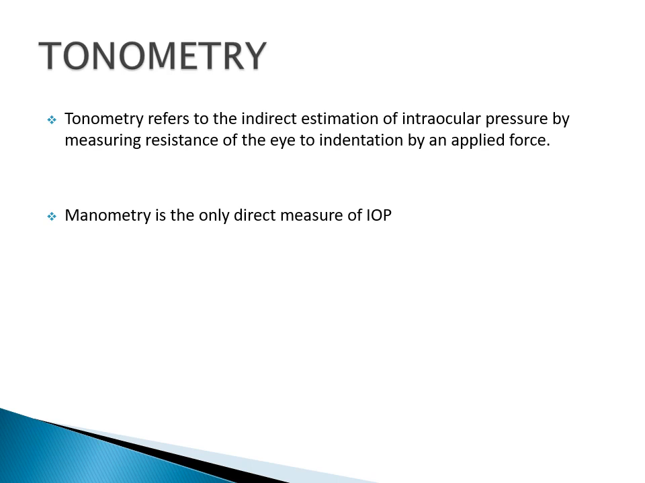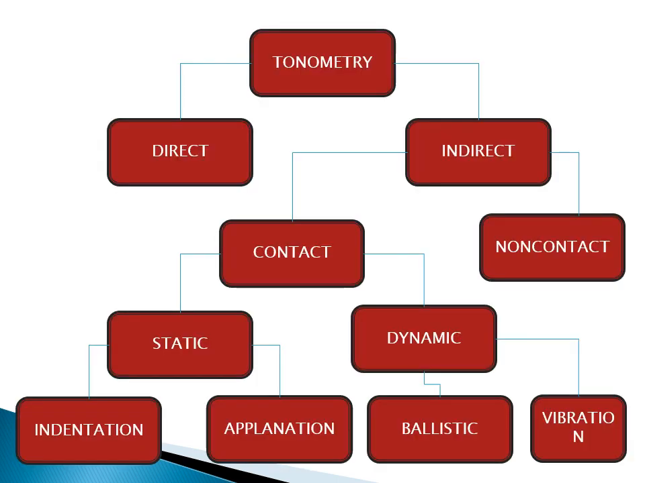Tonometry refers to the indirect estimation of the intraocular pressure by measuring the resistance of the eye to indentation by an applied force. Manometry: what is manometry? It is the direct method of measuring the intraocular pressure. Tonometry may be direct or indirect. An example of direct tonometry is manometry.